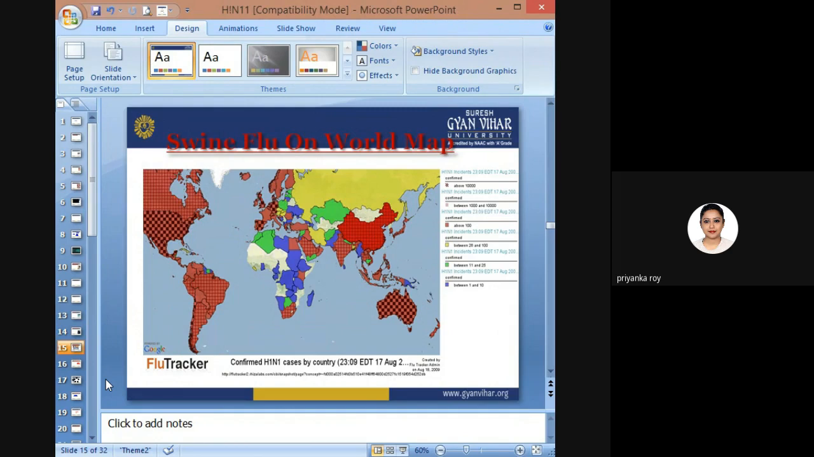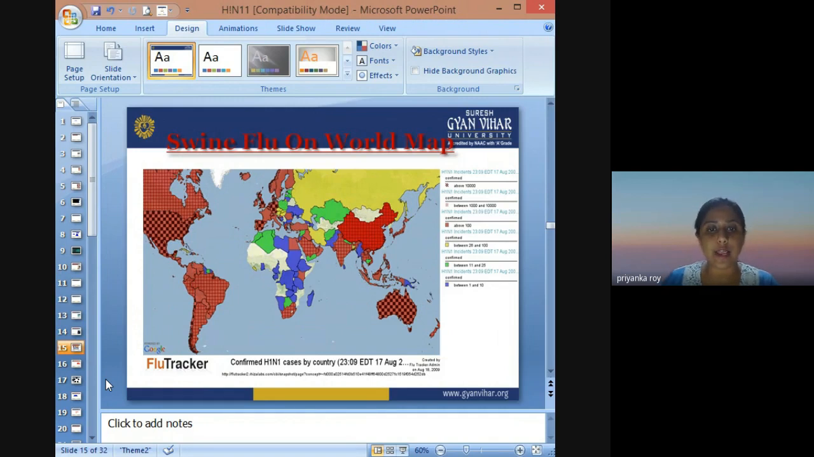Swine flu on the world map. This is the distribution of swine flu on the world map. If you see this distribution, you can see the level of contamination that has spread. India is almost negligibly affected by swine flu, because swine is not consumed very commonly here. Then you have quite a high number of cases in Russia and European countries. Areas like Scandinavia are not much affected, because of some public health system that they have followed.